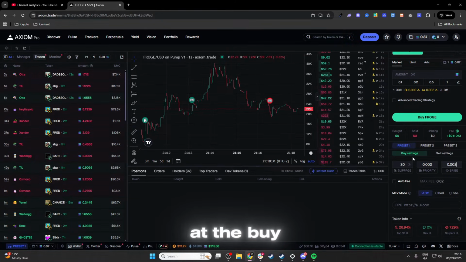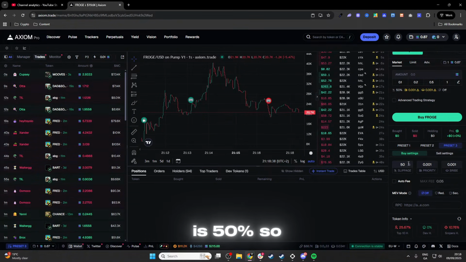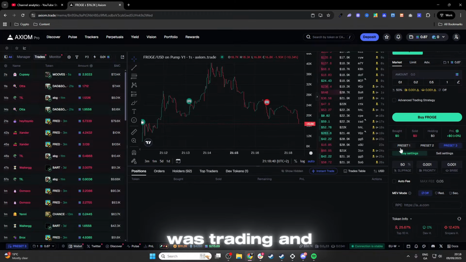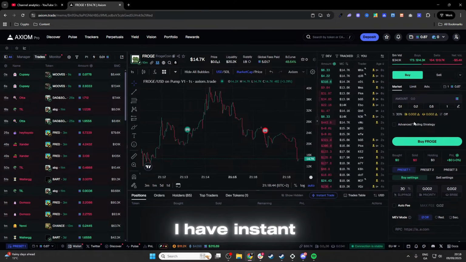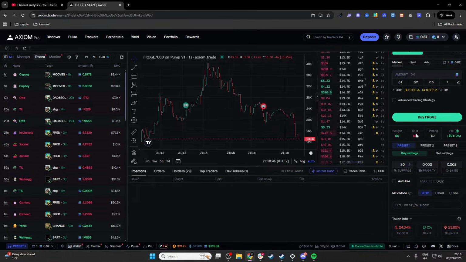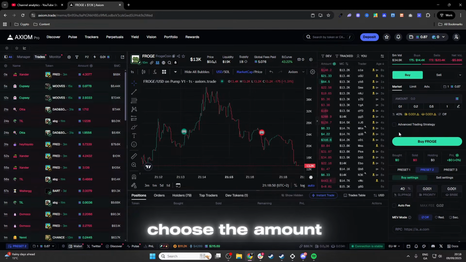But if we have a look at the buy ones, I have 30%, I have 40% with a priority of this. My preset three is 50%. So I'm increasing the slippage. Now, if I was trading and I wanted to go into this coin, once I have instant trade turned on, all I have to do is click between them and then I can click buy, choose the amount I want to purchase.